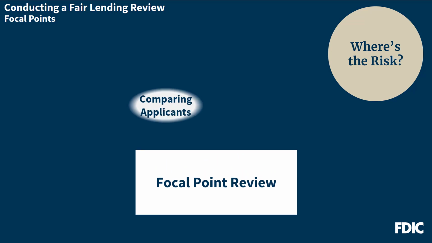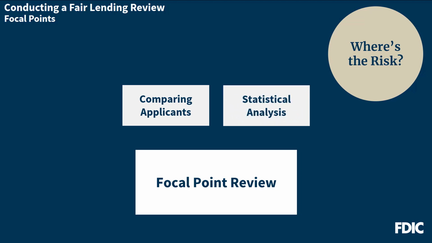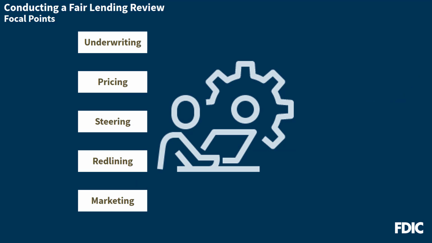This may involve comparing applicants to one another to assess any differences in treatment. In some cases, a focal point review may also include a statistical analysis of the bank's lending or application data. For any focal point review, examiners will conduct a criteria interview to ensure they understand the bank's credit decision process. Examiners test a focal point by focusing on specific discrimination risk factors as they apply to a prohibited basis.